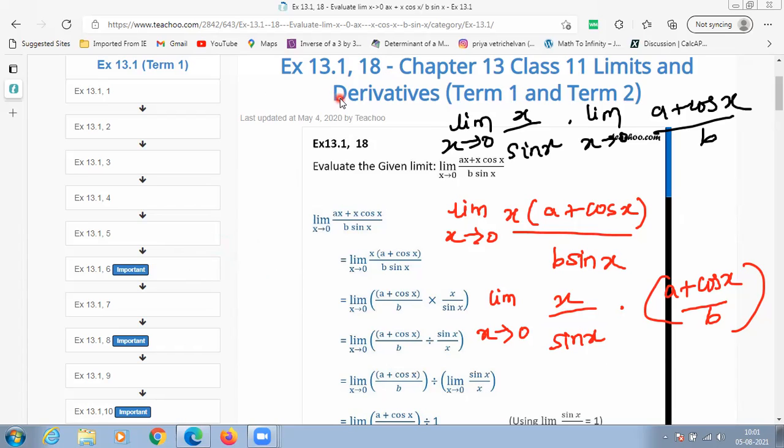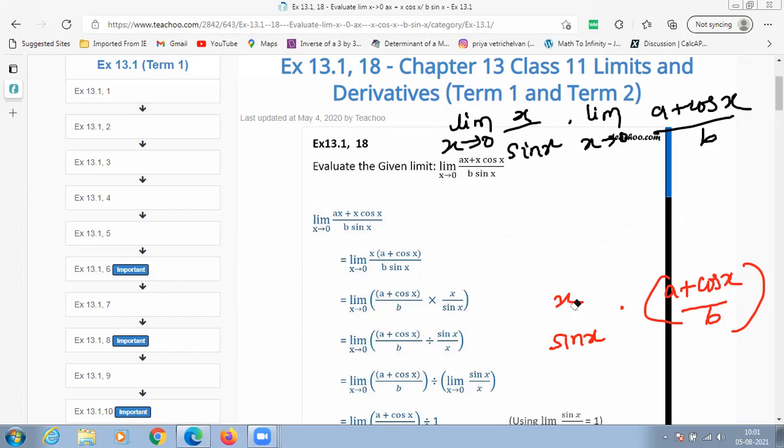Yes, ma'am, understood. So I am distributing this limit as x approaches 0 for these two expressions. Now what I can do, as I have told you, is write the multiplication as division and change the second fraction's position, swapping the numerator into the denominator. So that I'm going to do now.